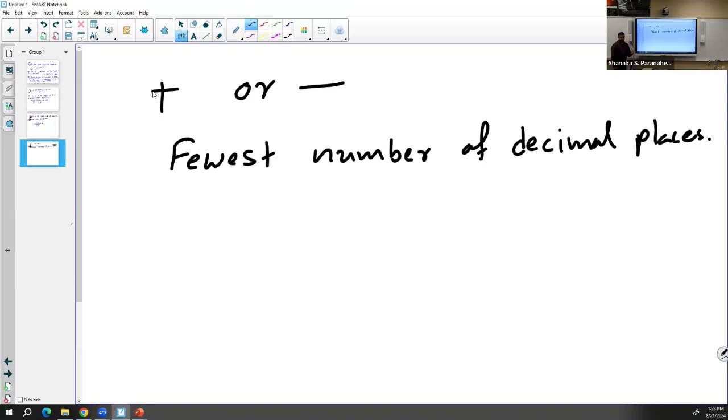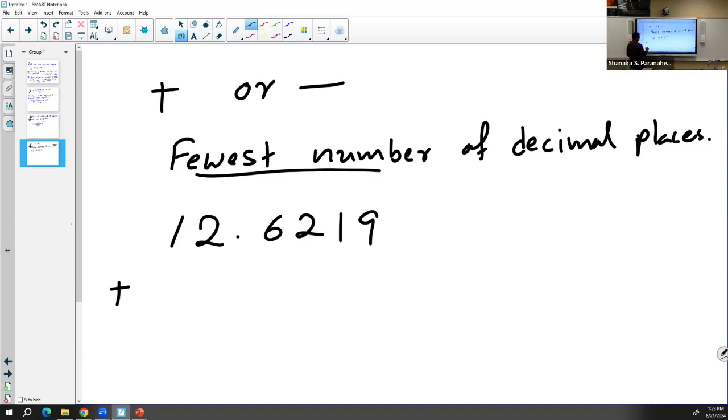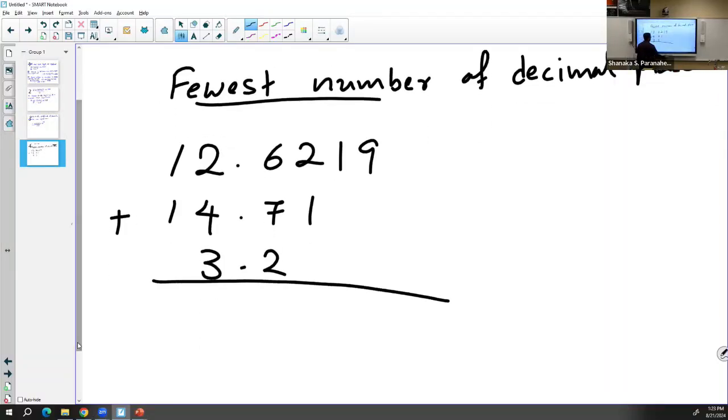If you're going to add or subtract measured numbers, we count the number of decimal places and keep the final answer to the biggest number of decimal places. As an example, let's say 12.6219 plus 14.6, plus 7.1 and 3. We're going to add these numbers.